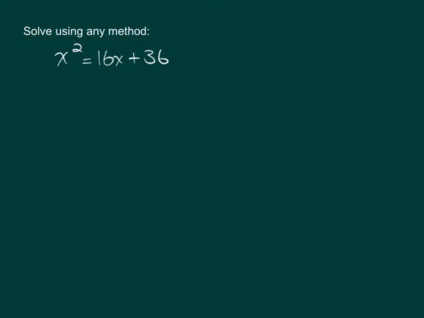Solve using any method. The methods that you could use are the following three. You could use factoring, if it works. You could use the quadratic formula, that always works. Or you could use the square root property, that works only in certain situations. So you can try factoring. If that doesn't work, you can use the quadratic formula.